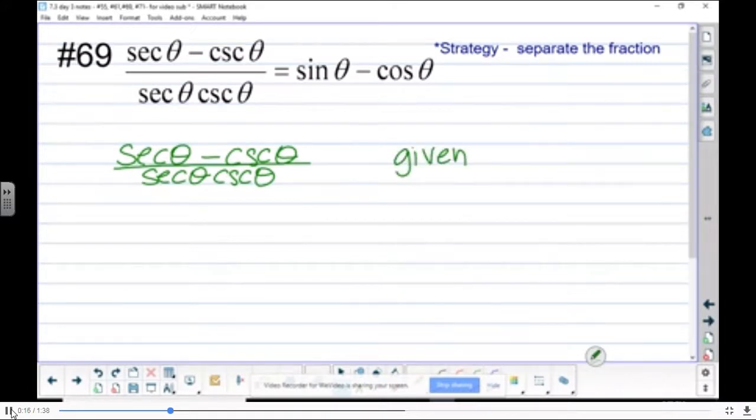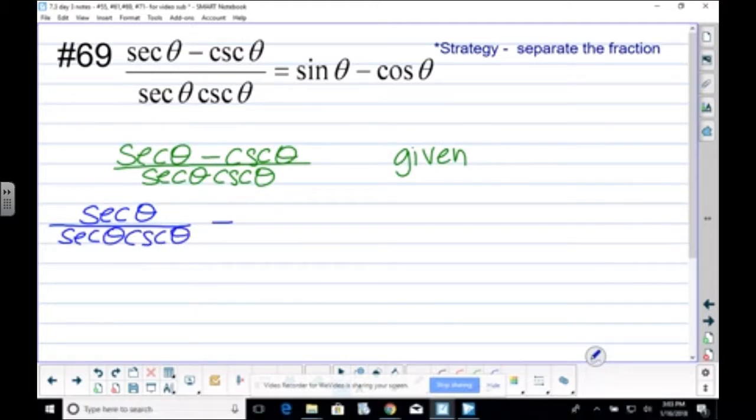That's your given. And now when I mean separate the fraction, you're going to do secant of theta over the whole denominator and then subtract cosecant of theta all over the denominator. So it's kind of like getting a common denominator and then adding and subtracting your fractions, doing it backwards. So you're going to separate the fraction. Make sure when you separate it, if you put it back together, you have the previous line. So that's just algebra.